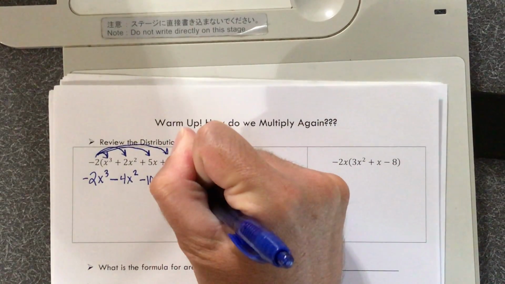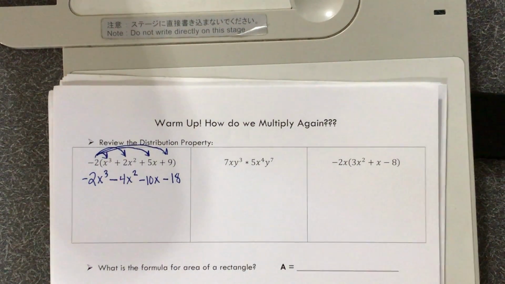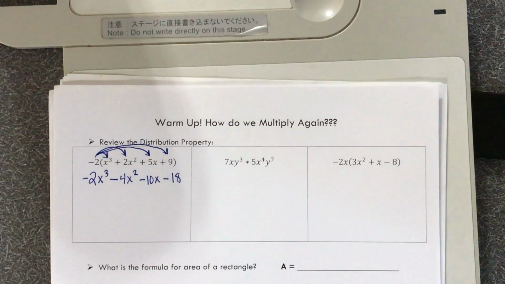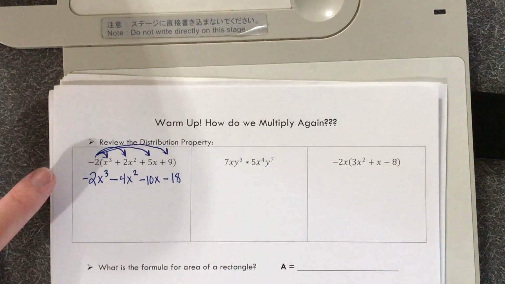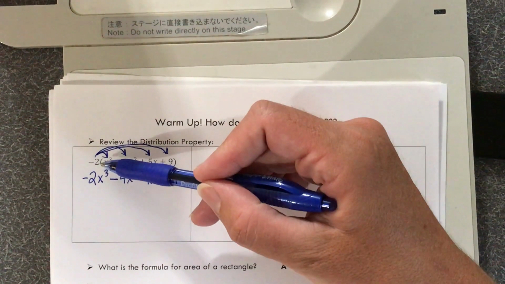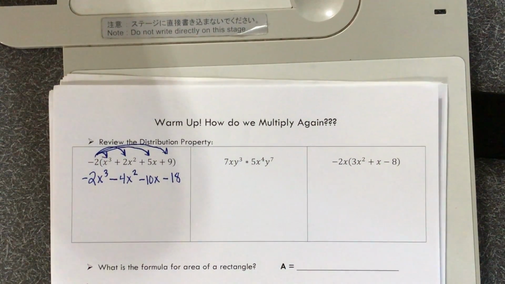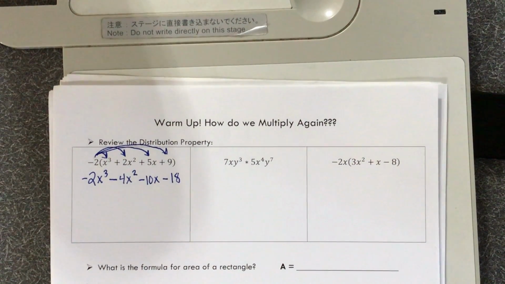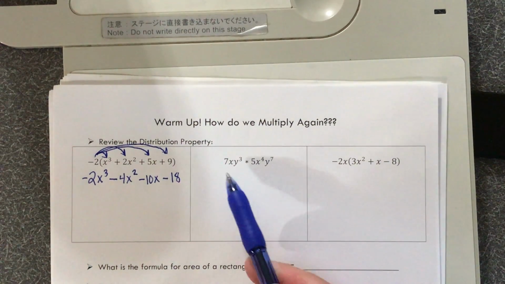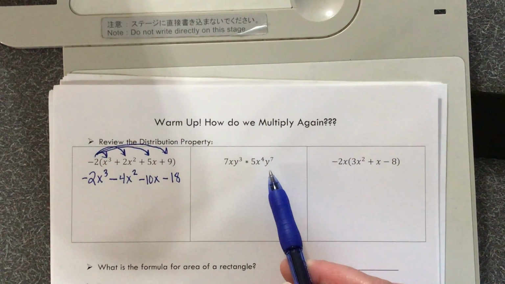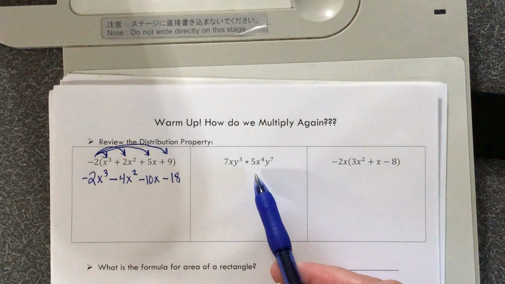Minus 18. So in this example, because my monomial didn't have any x's, the only thing that changed was my coefficients. Now, in the second example, I am multiplying a monomial by a monomial. This goes back to our review of our properties of exponents. The only operation that you see in this problem is multiplication.